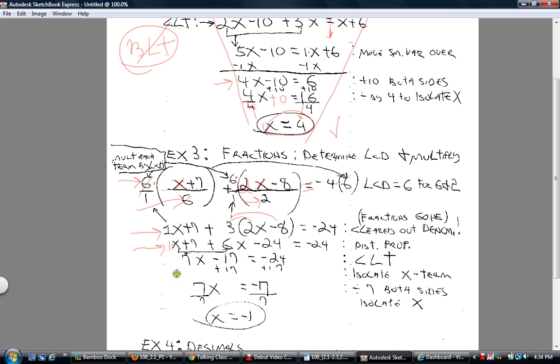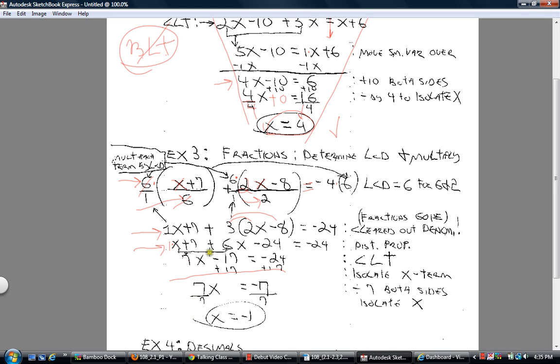Okay. Now these are getting easier and easier. You got 7x happens to be the only variable term. It's on the left-hand side. What should I do with minus 17? Add the opposite, because it will maintain balance by the addition property of equality. I add 17 to both sides. What do I get? Here's my 7x, and this adds up to a 0, and negative 24 plus 17 is negative 7. Okay, we're almost there.